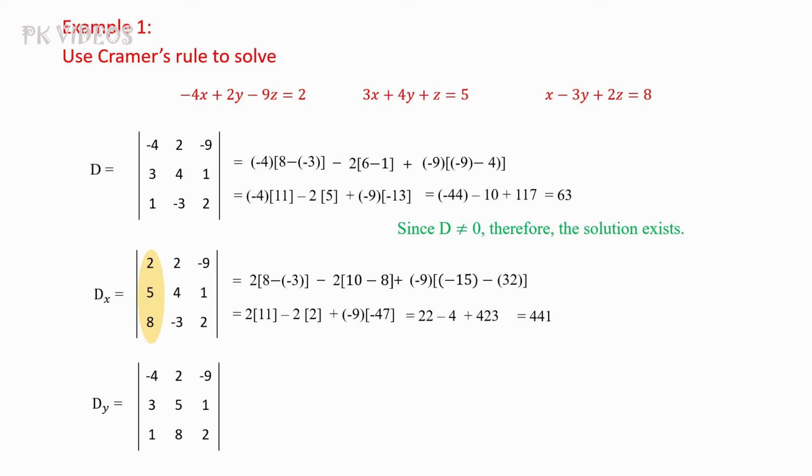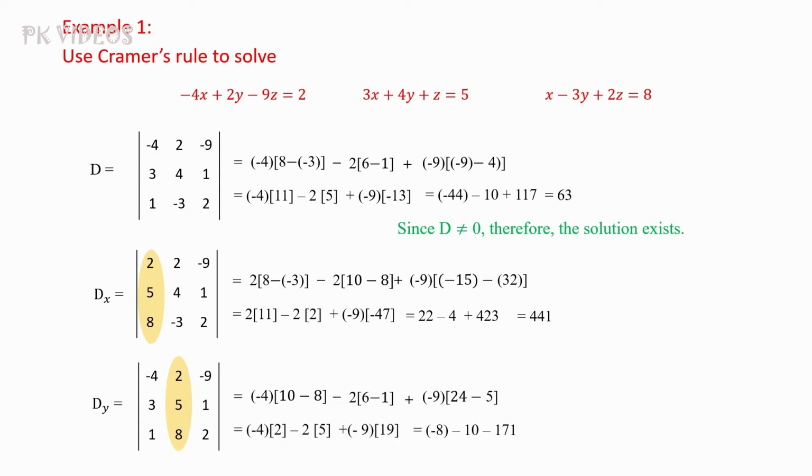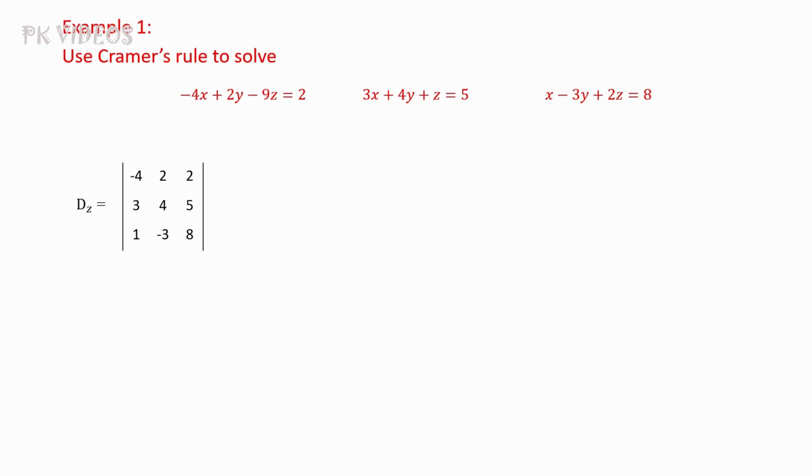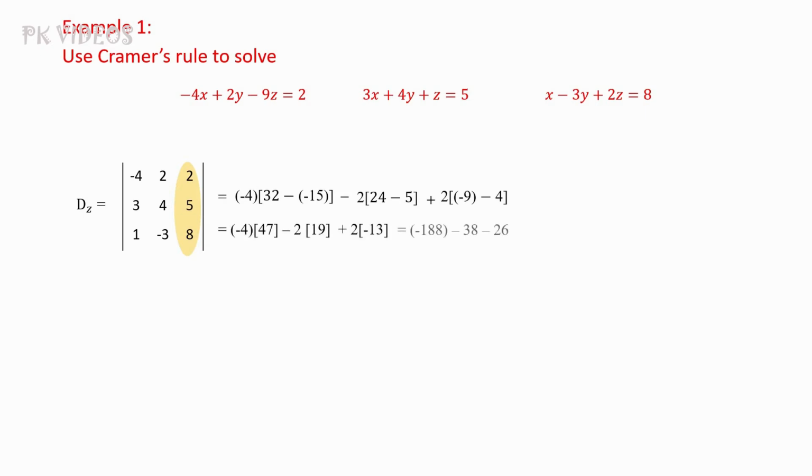To find dy, we'll substitute the coefficient of y with the constants. Then find the determinant. Here we'll get the determinant of dy as negative 189. Now to find dz, we'll substitute the coefficient of z with the constants. Then find the determinant. Here the determinant dz is negative 252.